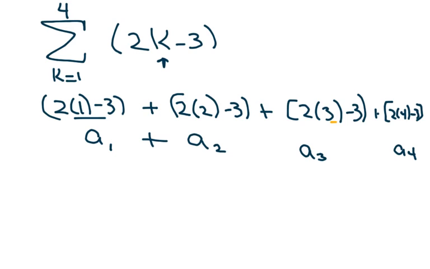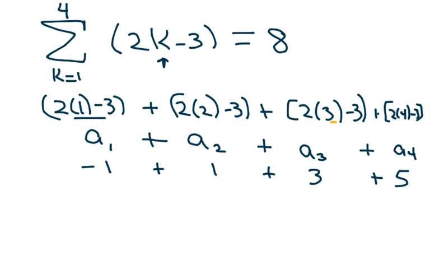So we're adding the first 4 terms. And when you do that, you get negative 1 is your first term, plus 1, plus 3, plus 5. And when you add all that up, this is all going to equal 8. Okay?